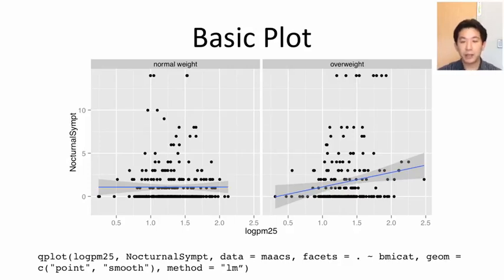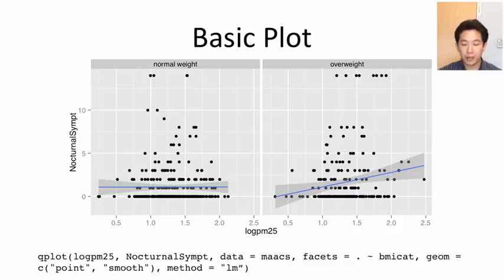So here's a basic plot. I made this using the ggplot function. You can see the code down there at the bottom. The basic idea is I've taken the scientific question in the previous slide and translated it into a plot. So I plotted the relationship between nocturnal symptoms, the number of days in the past 2 weeks where there were symptoms at night, so symptoms while sleeping, for example, and the log of the PM2.5 indoor value.